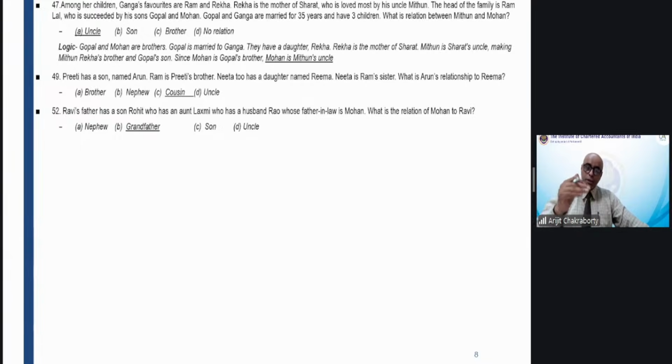Ravi's father's sister's father. It means what? It means Ravi's father and Lakshmi, they are siblings. Their father is Mohan. So who is Mohan? If you start from Ravi, Ravi's father's father, paternal grandfather. So option B is the right answer.